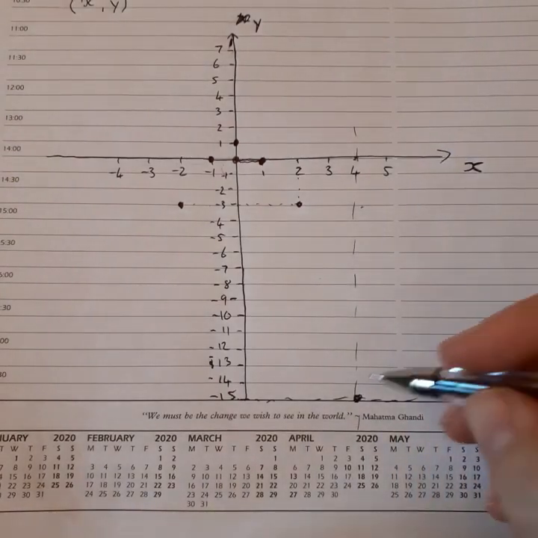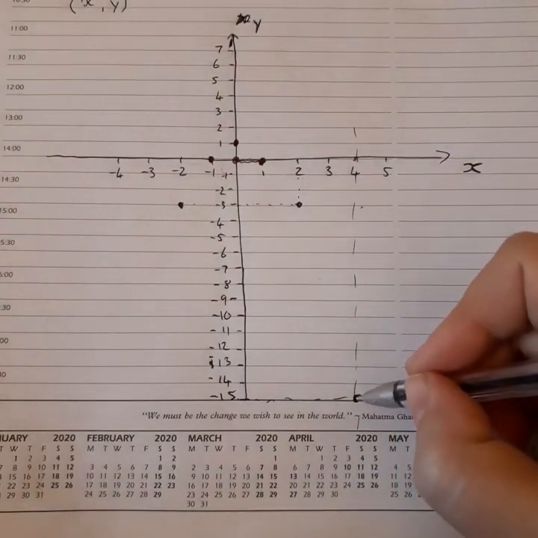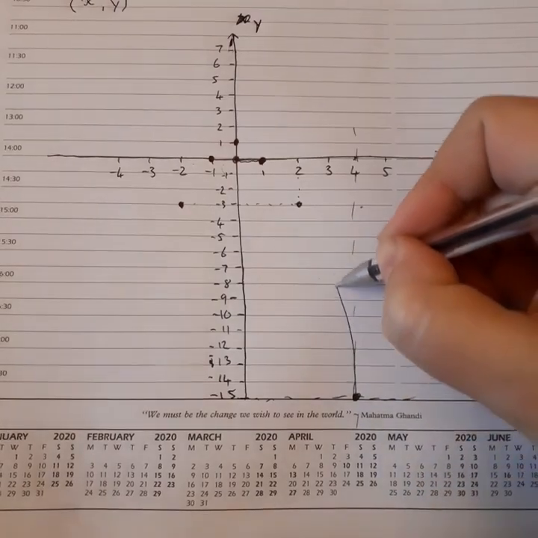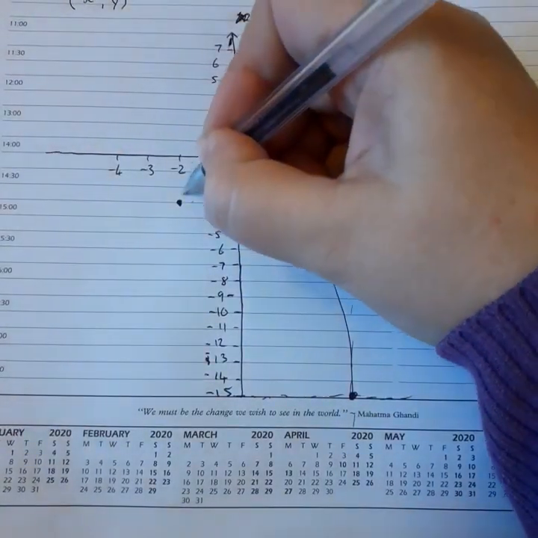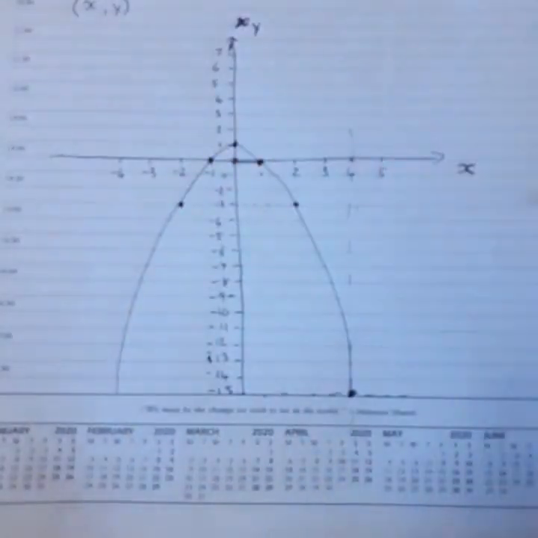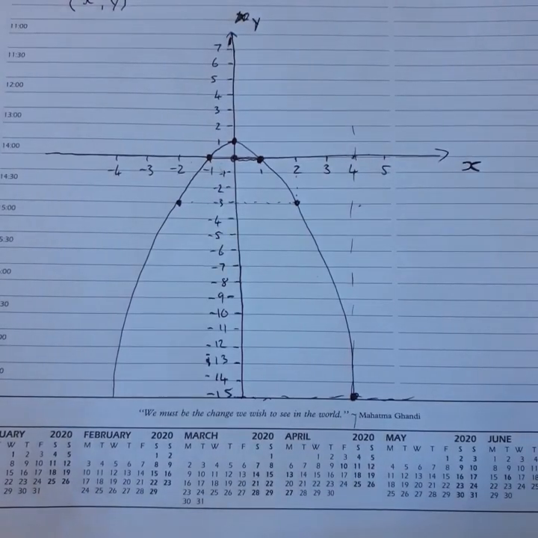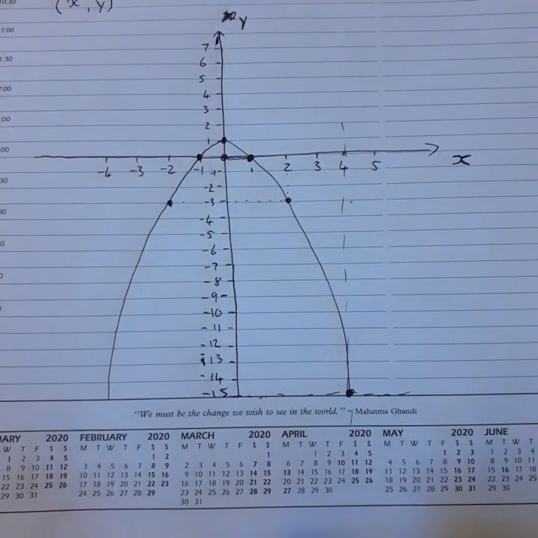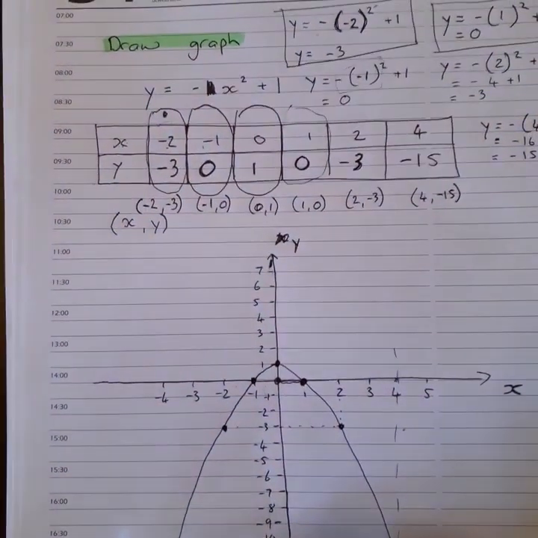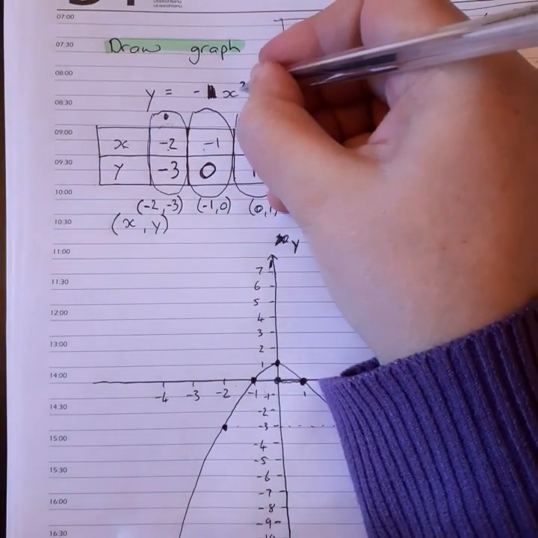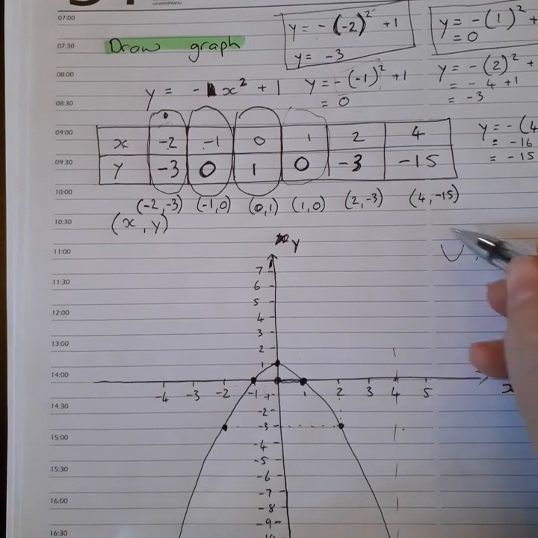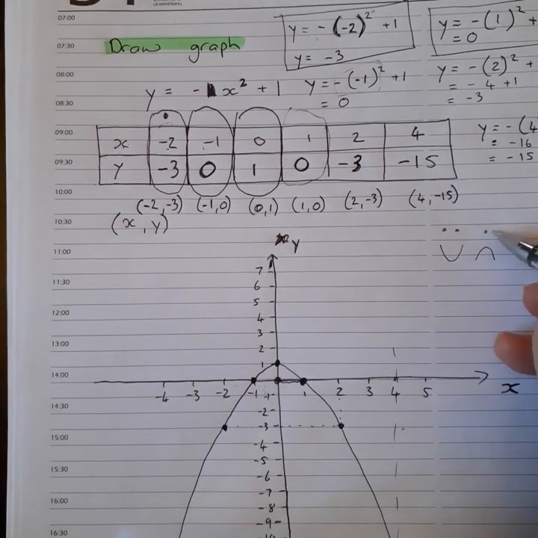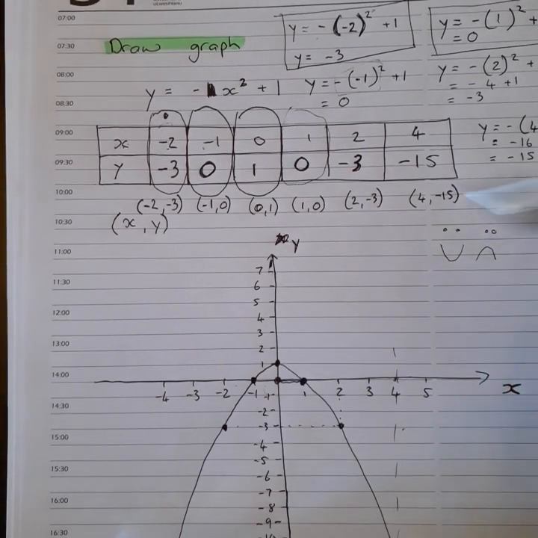Okay, so now we just connect the dots. Don't connect them in a straight line, because this doesn't make a straight line. There we go. And that's what our graph looks like. So you'll get used to this, but just a side note, whenever you've got a square, your graph is going to look like a smiley face or like a sad face. Okay, that's just what squares look like.